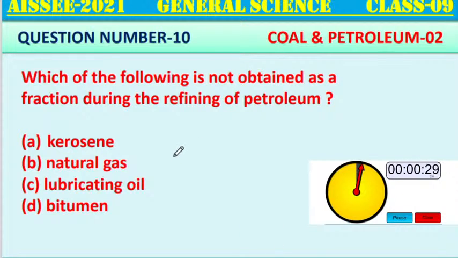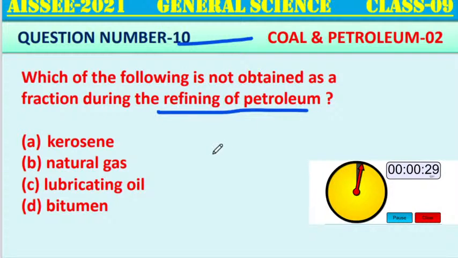Yes, time is finished. Question number 10: which of the following is not obtained as a fraction during the refining of petroleum? Just use your mind. Logically, you can tell the answer.